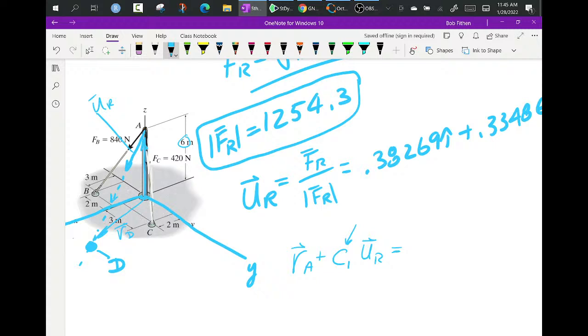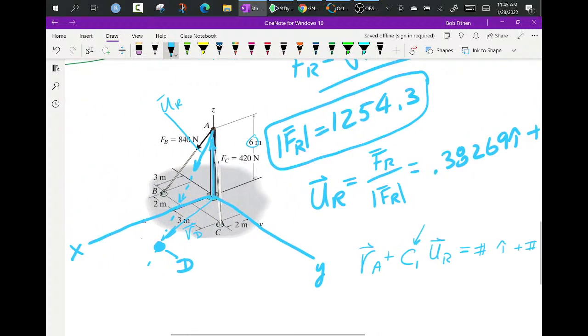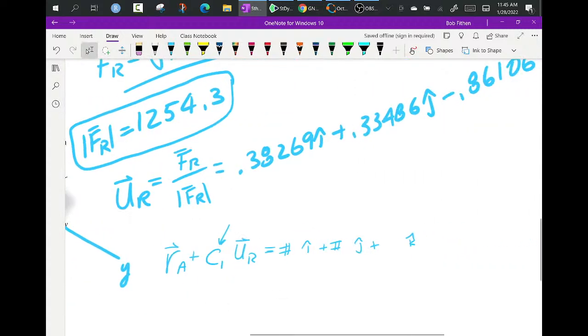Now, let's think about this for a minute. I will get a component I plus another component J and another component K. But what I want is to find the bolt point on the ground. On the ground means Z is equal to 0. So I want to input C as such a number so that that is forced to be 0.